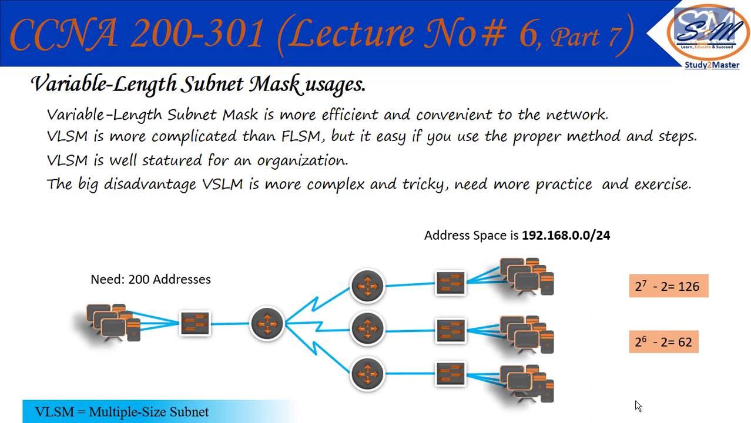Within this diagram, we need 200 IP addresses, but we follow the rule of how to play the finger games. 2 to the power of 7 minus 2 is equal to 126. 2 to the power of 6 minus 2 is equal to 62. 2 to the power of 5 minus 2 is equal to 30. So this is called the finger games.